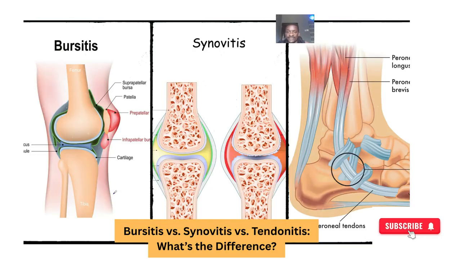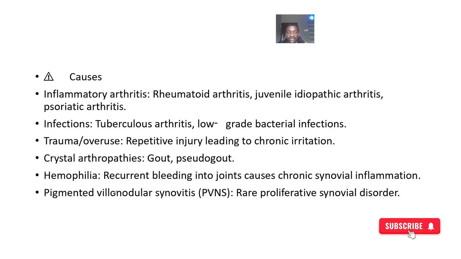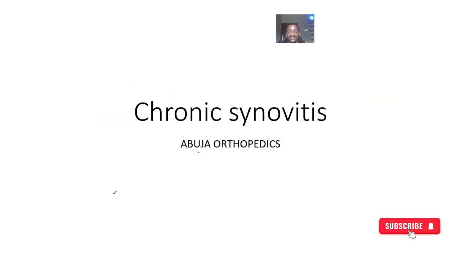Alright, synovitis. You diagnose it by measuring some things whose levels usually shoot up if there's an inflammation in the body: erythrocyte sedimentation rate, C-reactive protein, and all of that. You can also do imaging, with X-rays, MRIs, ultrasound, synovial fluid analysis, and also biopsy. So that's for chronic synovitis.